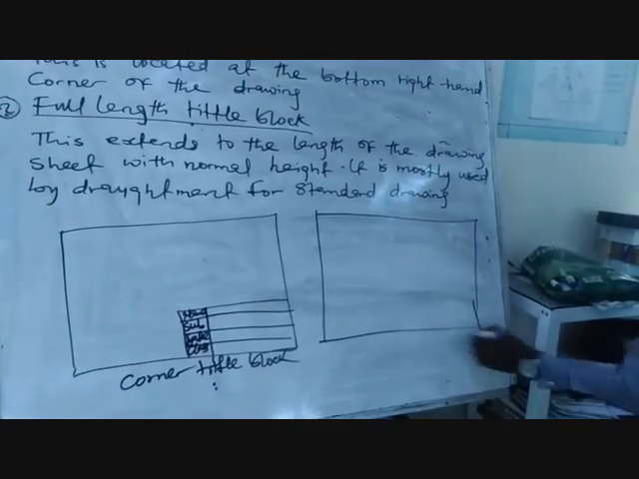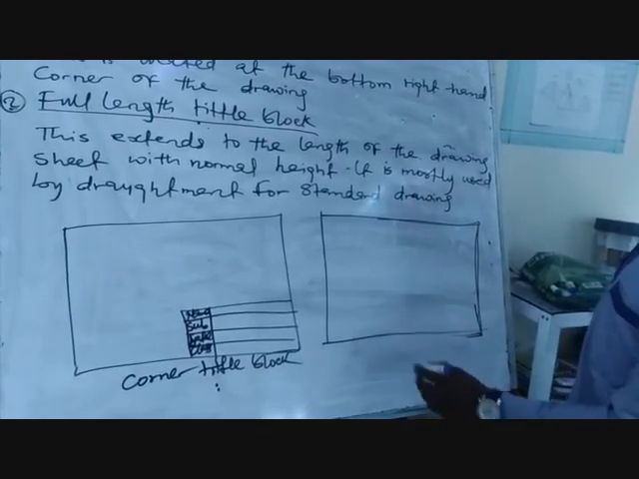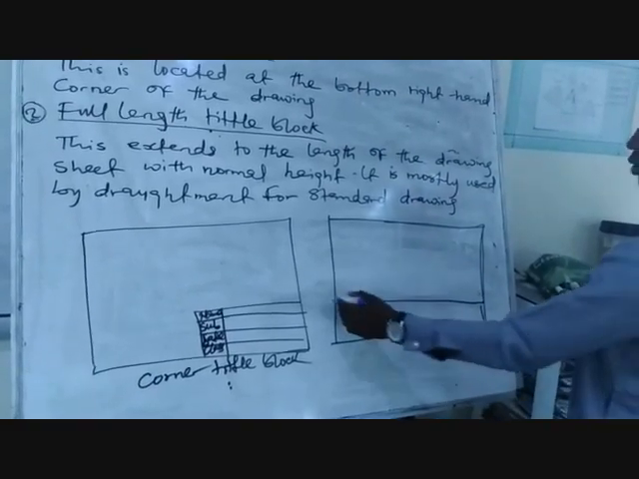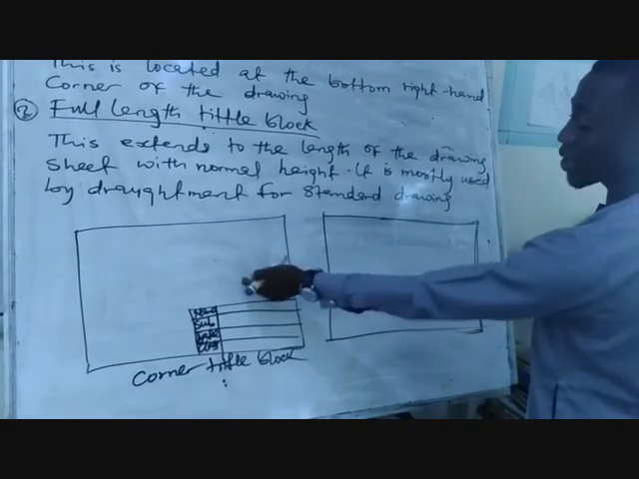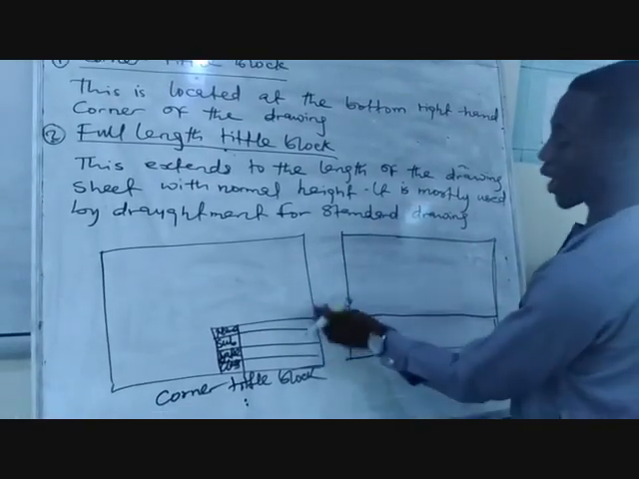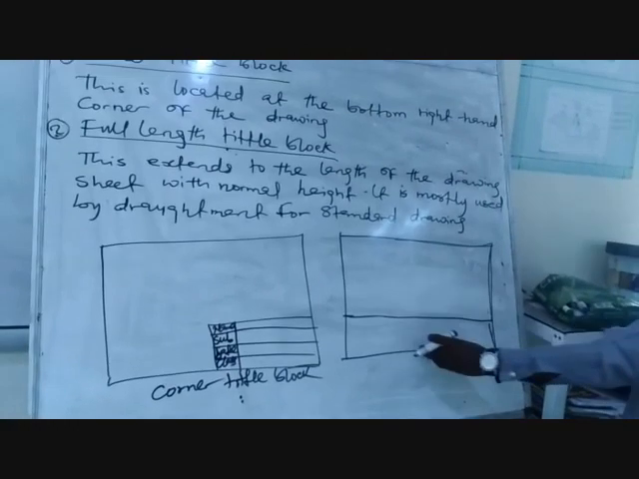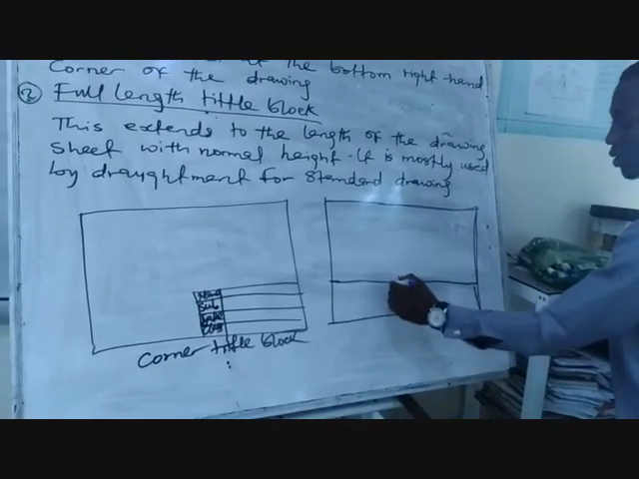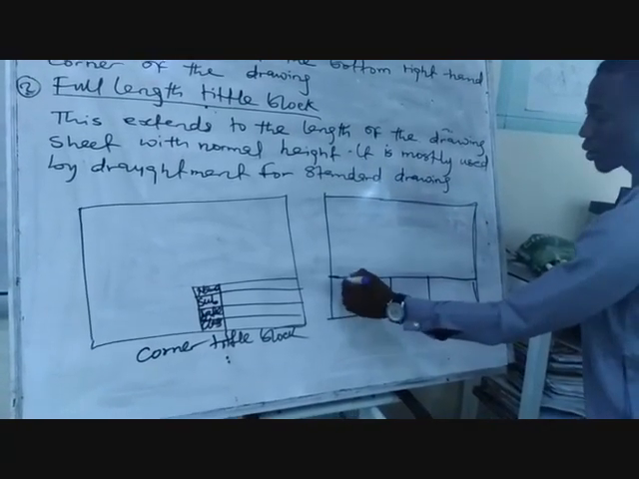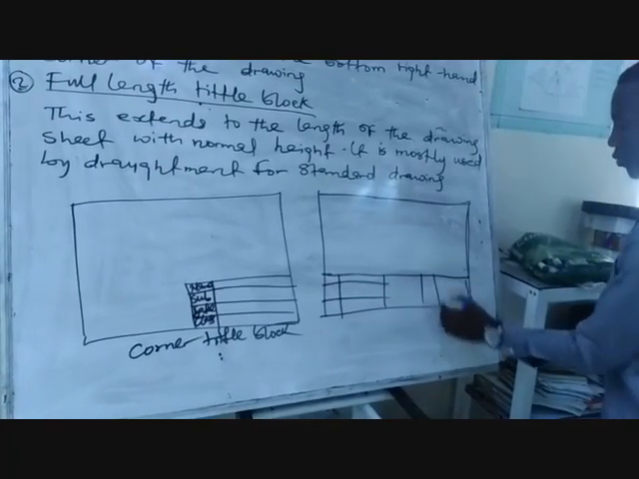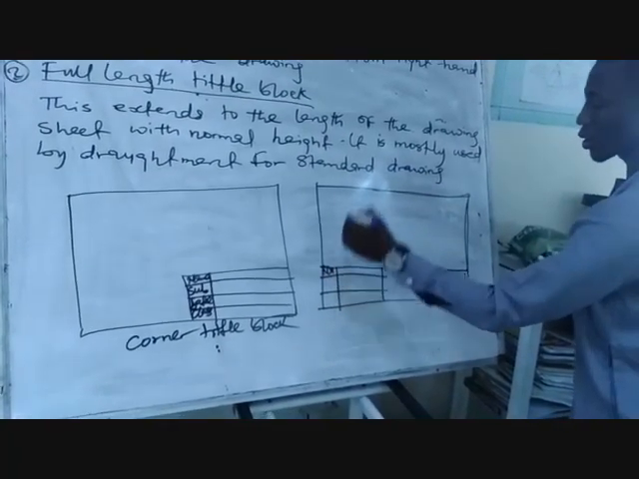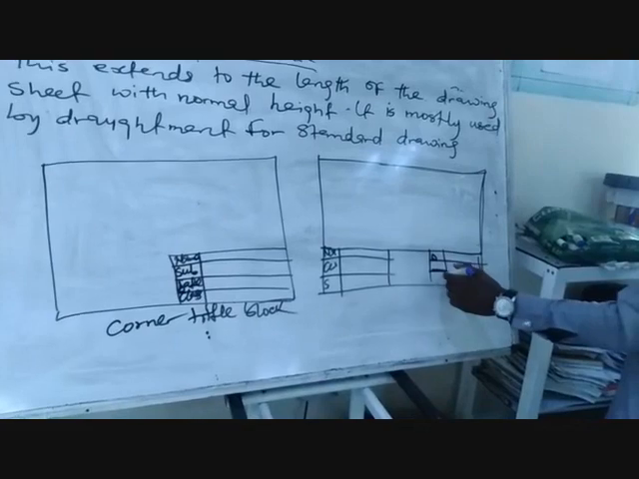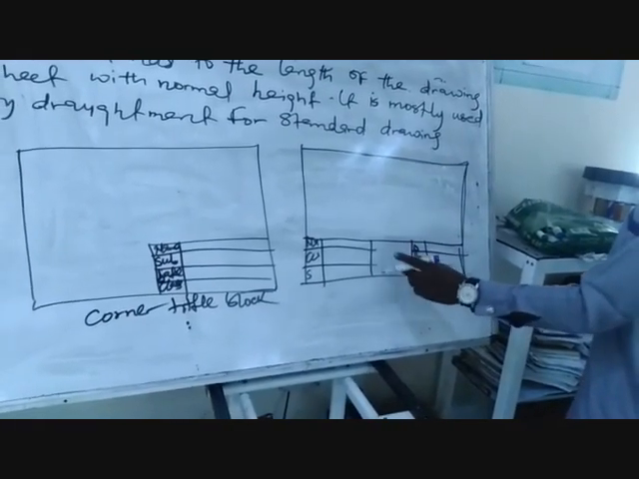And then the other one, if this is your drawing paper, you will see it like this. You see, it's not like the corner title block, which is at the corner. This one is located with normal height. Can you see it? You can divide it into two like this. Here, you can draw it like this, another one like this. You can put name here, class, subject, date, drawing title, and other things.